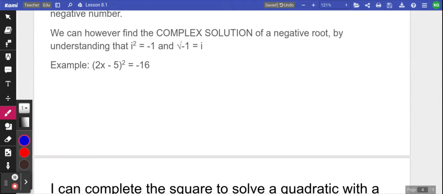On this one, we're doing the same process, except when we take the square root, it's a negative 16. So the negative is going to come out as i, and the 16 is going to come out as 4. Then I will have 2x minus 5 equals plus or minus 4i. Then I'm going to add the 5 to the front and then divide everything by 2.